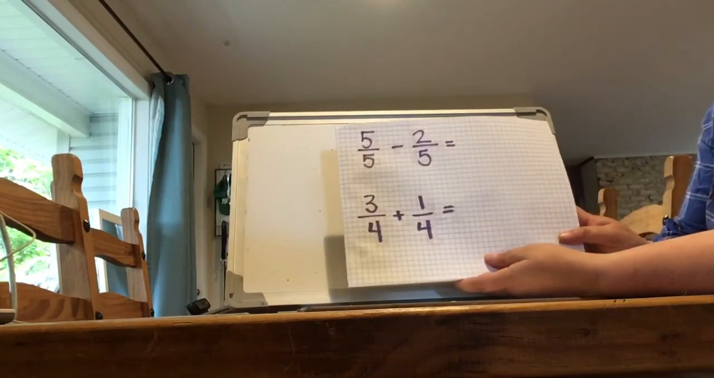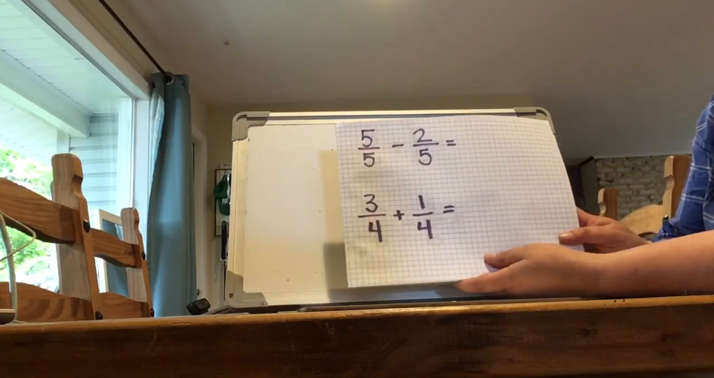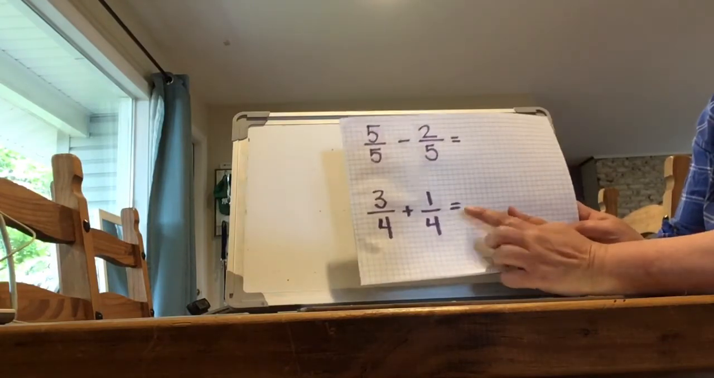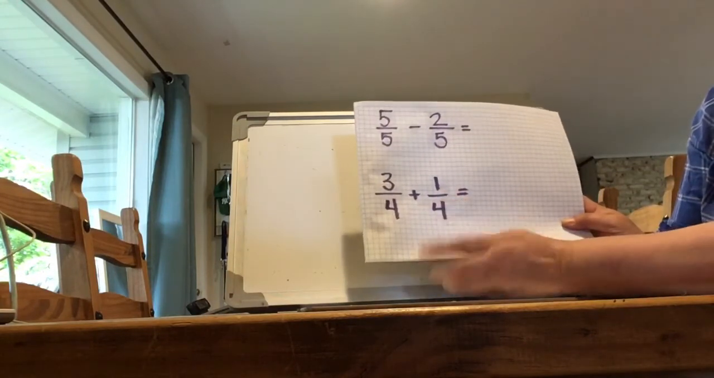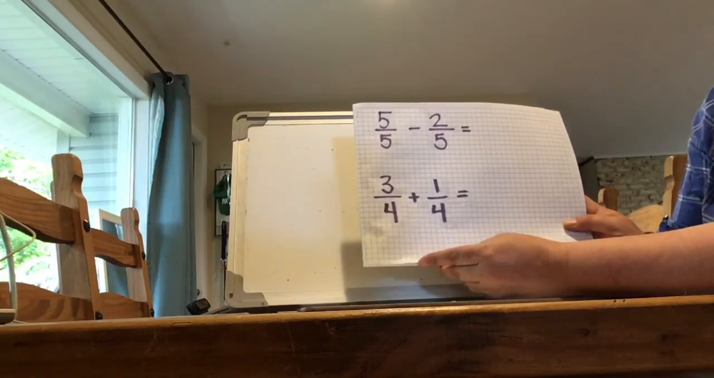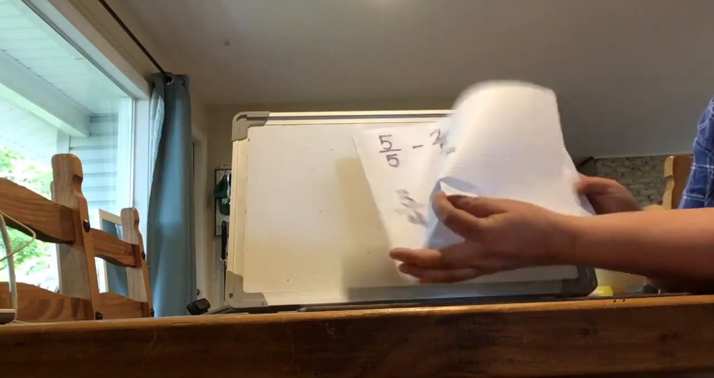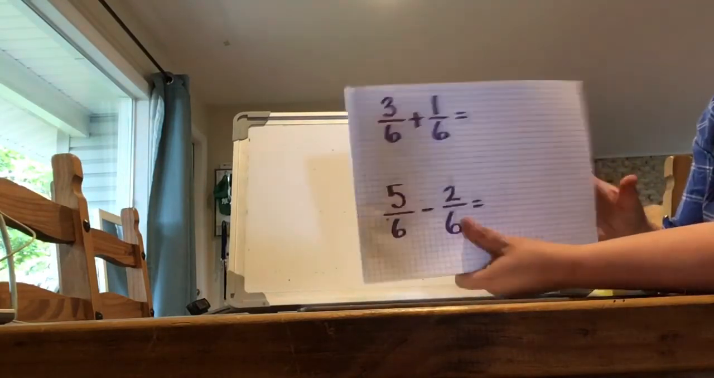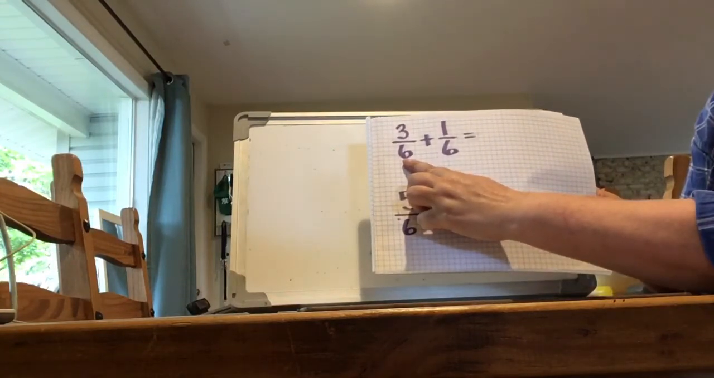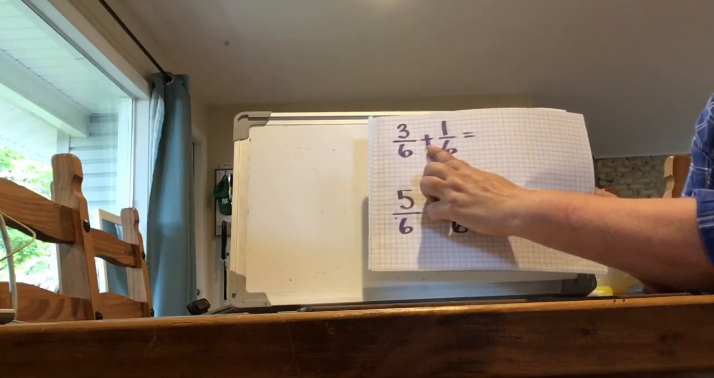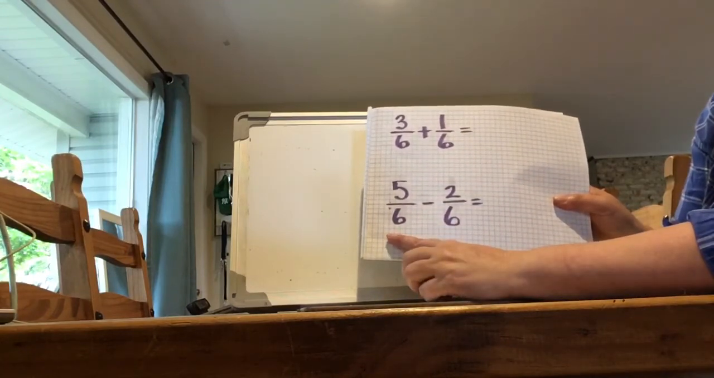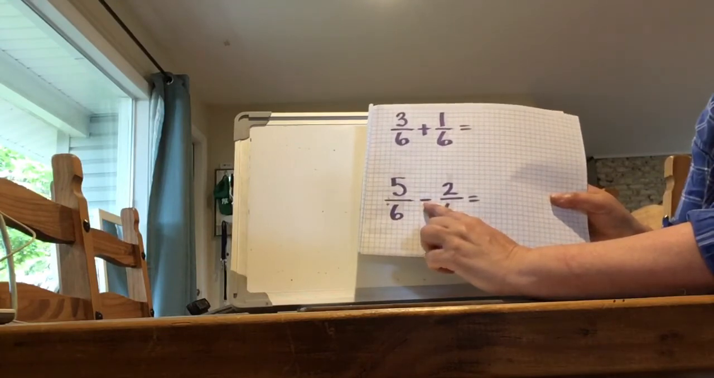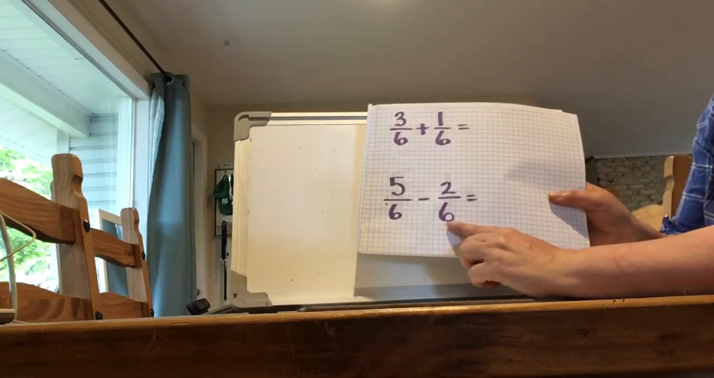The first problem I want you to write down is 5/5 minus 2/5. Great, leave room for your answer. Then below it, you're going to write 3/4 plus 1/4. Did you copy that down? Great. So the next one is going to be 3/6. Think about what that means. Write that down. And then 1/6. Fabulous. Write this next one down. 5/6. Think about what that symbol means. 2/6. Great.